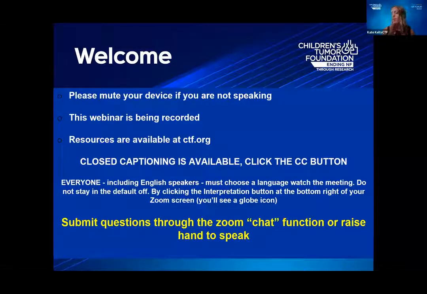Now, the very important tip is that everyone, including English speakers, you need to choose a language because we are providing Spanish translation today. In order to do that, you will see at the bottom of your screen a small globe button. If you click on that, it will say that you're in default mode. You need to choose English or Spanish. Please do not stay in default mode. That might interrupt your enjoyment of today's event. If you are joining from a smartphone app, you might see it as a more option or the three little dots. I know that iPhones use those. If you select that, you'll see language interpretation, and that will give you the chance to choose your language there as well.